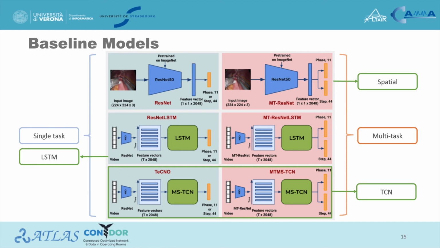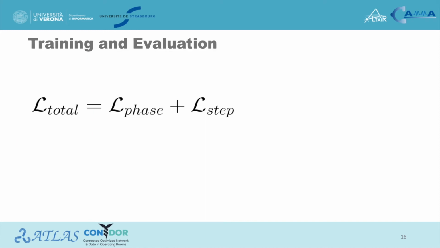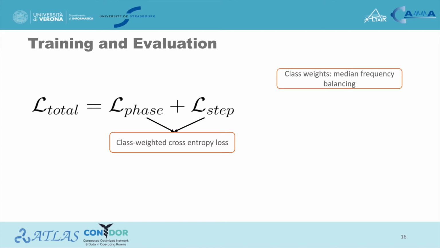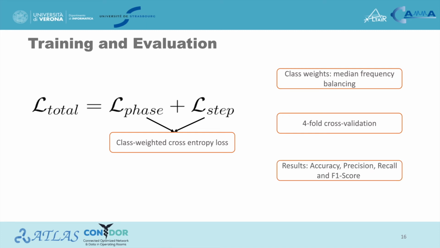To train all the models, we compute the total loss as sum of individual losses for phase and step recognition. We make use of class-weighted cross-entropy loss to compute the individual loss for phase and step. To compute the class weight, we make use of median frequency balancing. We perform fourfold cross-validation and present our results in terms of accuracy, precision, recall, and F1 score.